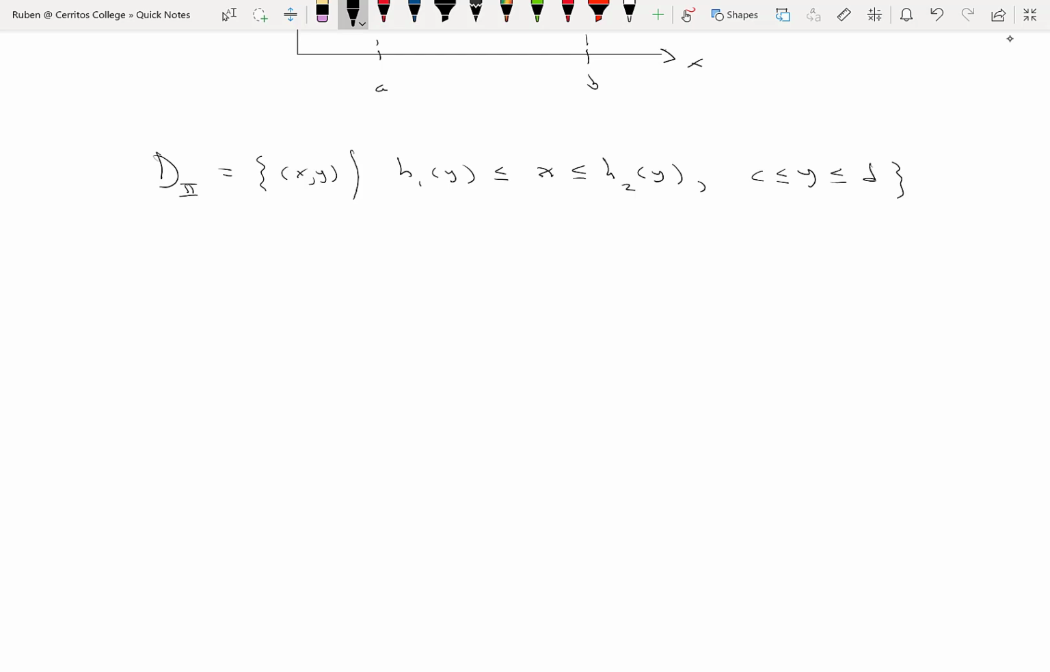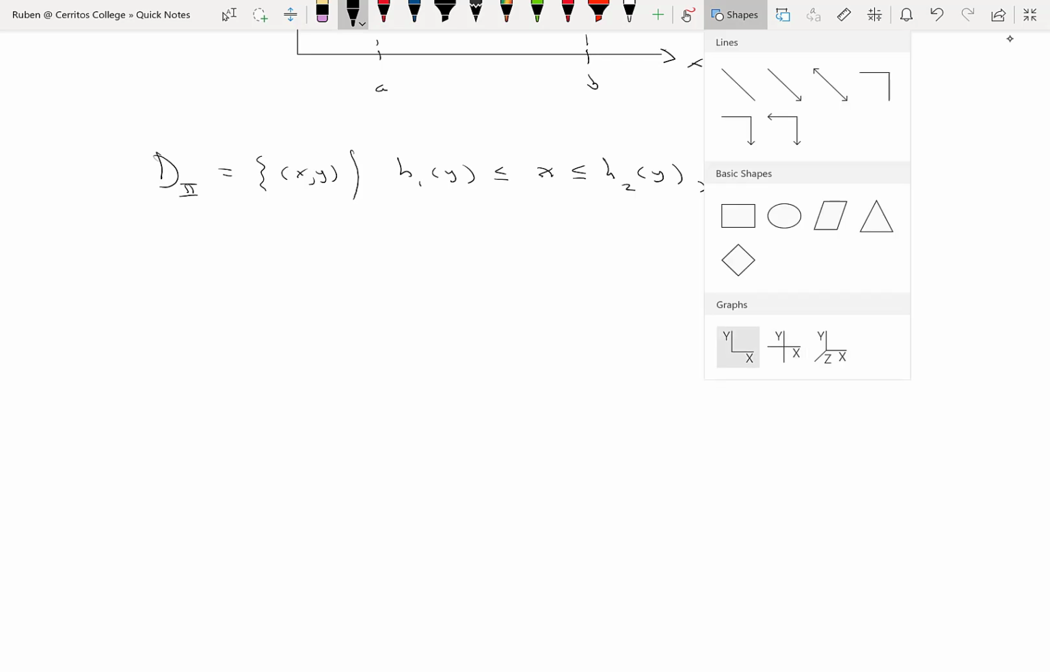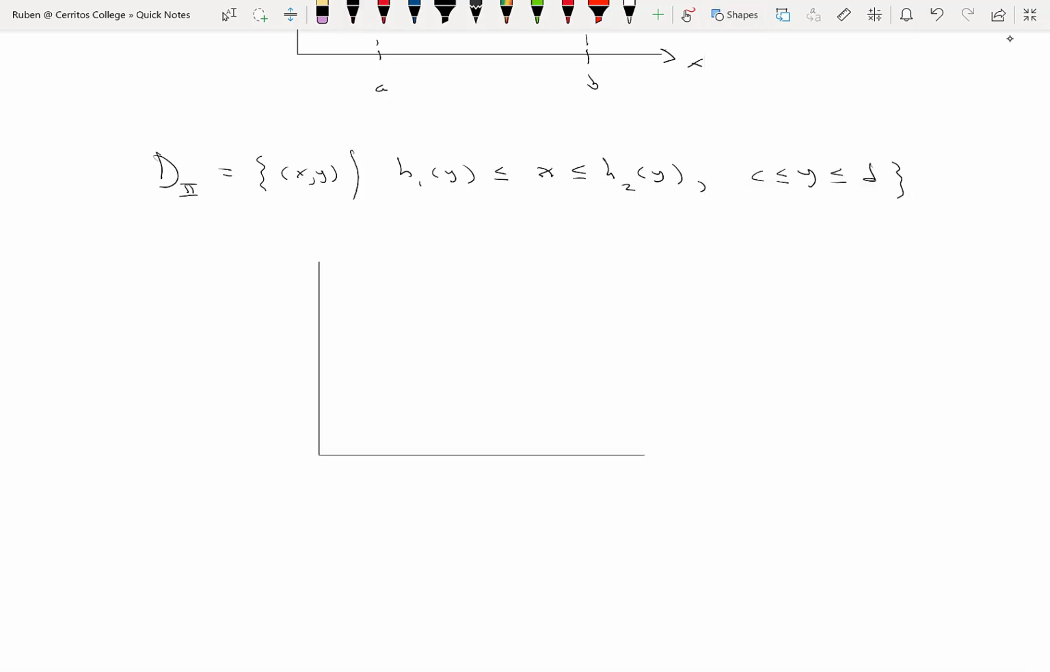Okay, so now a quick graph of that region. Here's our xy axes. The y values varied between c and d, but the x values were functions. They were curves rather than straight lines. Okay, where the first curve is x equals h1 of y, and the second curve is x equals h2 of y.